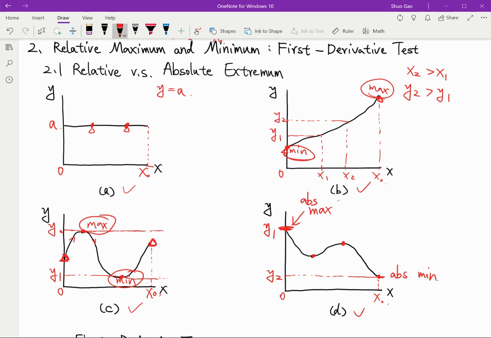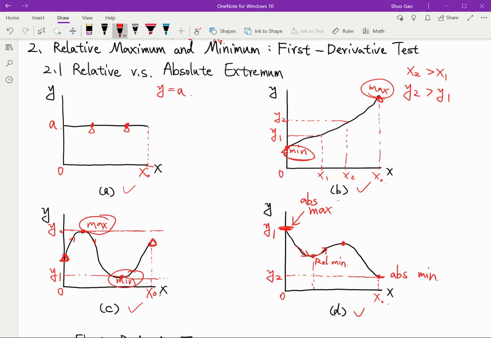But here, in the trough, when x is less than this trough, the value is decreasing. And after that, the value increases, right? So we call this point the relative minimum. It's not the absolute minimum because there's a point that's even smaller than the trough point here, right? But it's a relative minimum because for all the points less than that, the y value is higher than that.